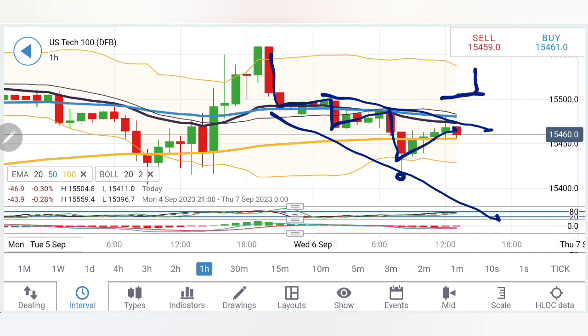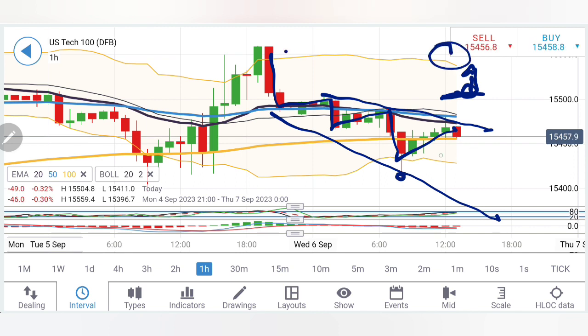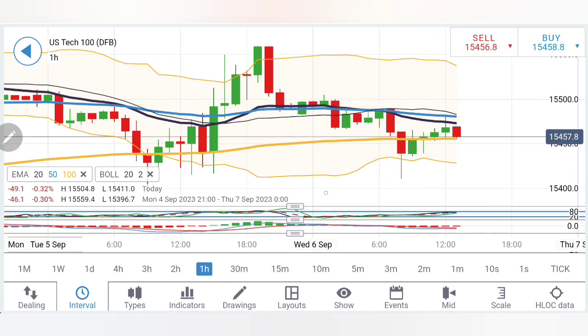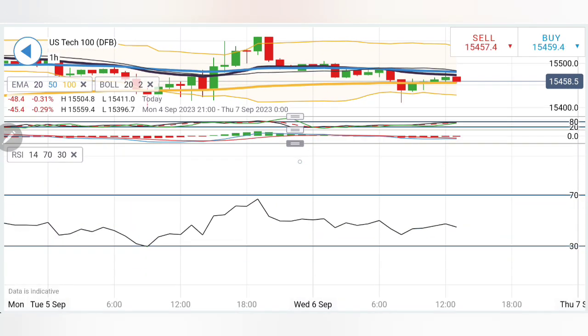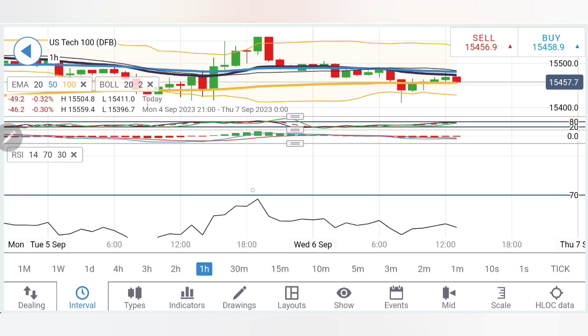Above 15,500 is where the bulls will try to take over, and hence any buying entry for Tech 100 is above 15,500. Services PMI data may try to bring volatility, hence you should be cautious. But yes, this is the zone where it is going to get the first resistance, and the next resistance is at 15,560. Only bullishness is confirmed if it stays above 15,560. Stochastic flat, MACD is bearish, RSI is flat on the hourly charts.